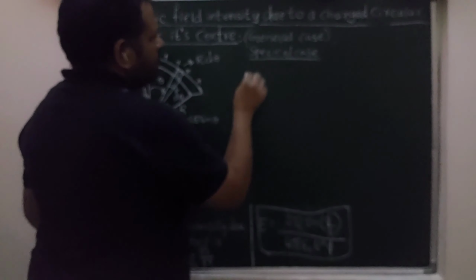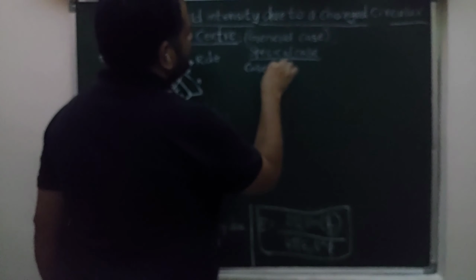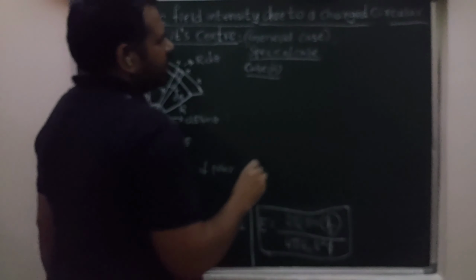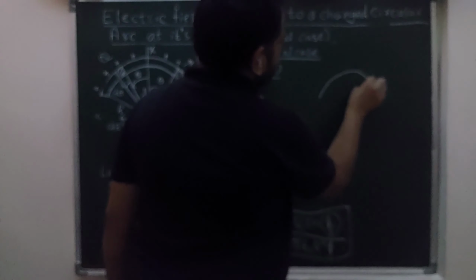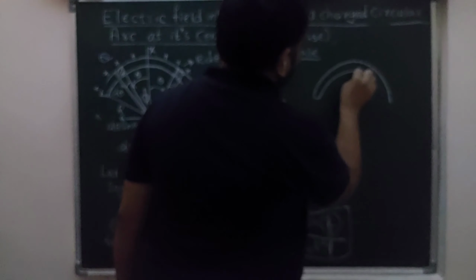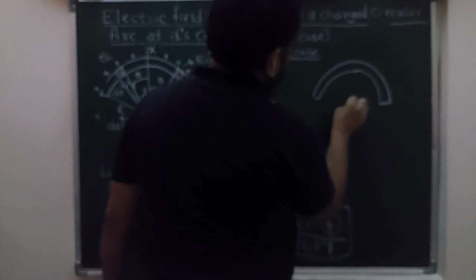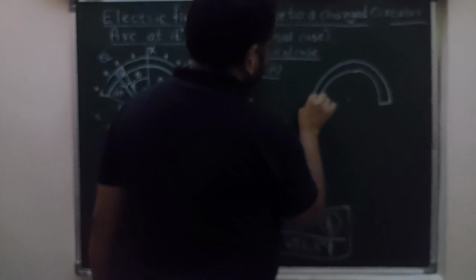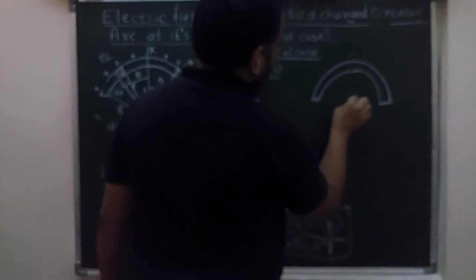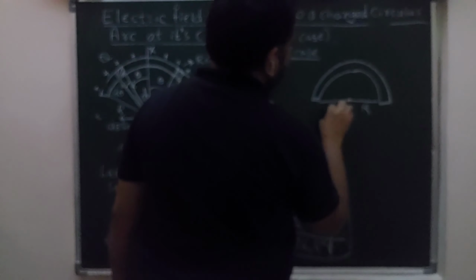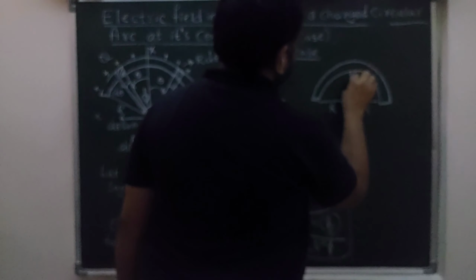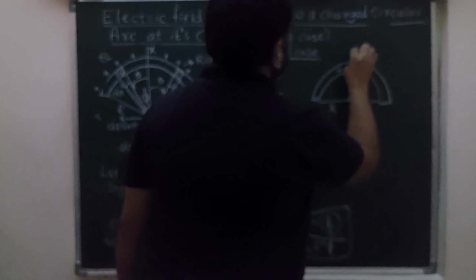So what is case 2? I will draw the diagram for case 2. Very simple. If you know this one, you can write these cases. Case 2 is like this diagram. This is the center O, the radius is R, and it is positively charged, charge is Q.